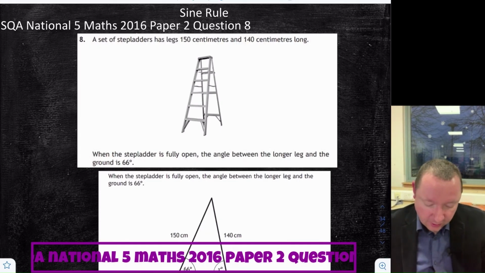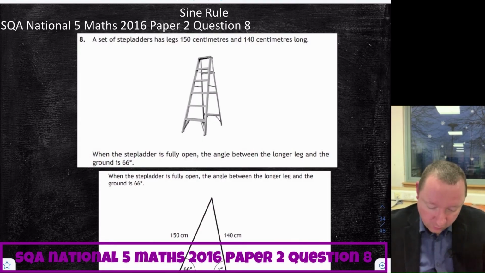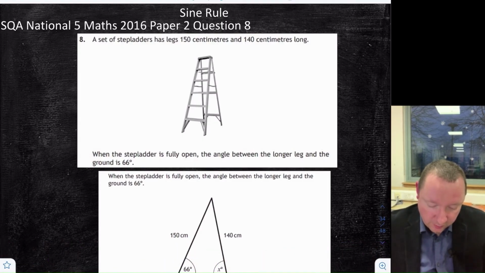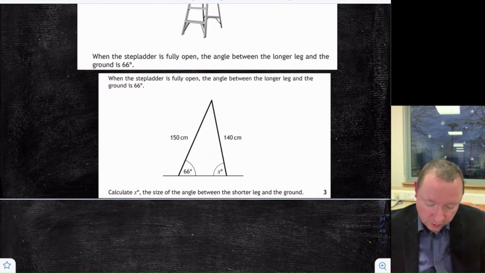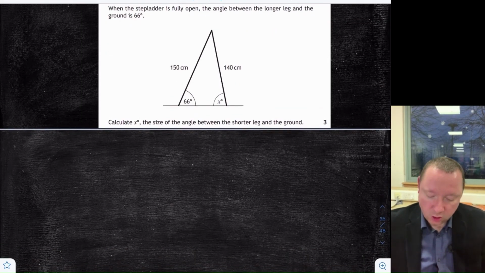A set of step ladders has legs 150 by 140, SQA National 5 Maths 2016, Paper 2, Question 8. When the step ladder is fully open, the angle between the longer leg and the ground is 66. Calculate the angle X, which is shown here. So we really don't need this picture.